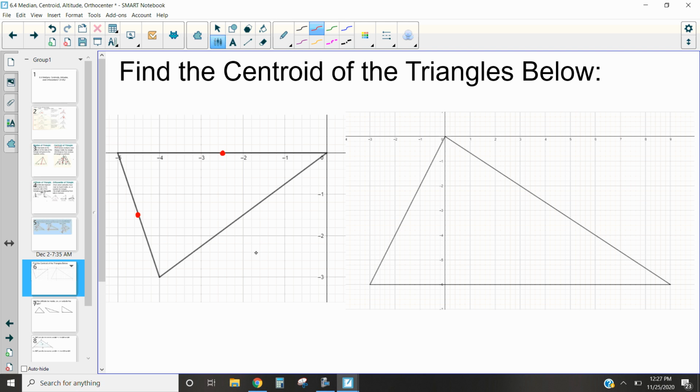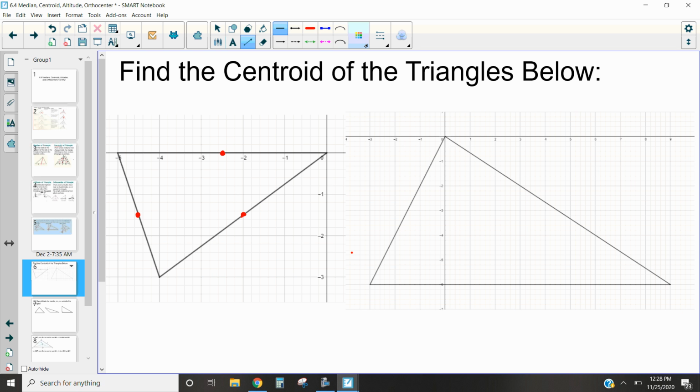We can do the same thing on this other one. So let's look at our slope. We've got over 1, 2, 3, 4, and up 1, 2, 3. So that means I need to go over 2, up 1.5, and this right here is my point. Awesome. Now that I have my 3 midpoints, I need to find my median.